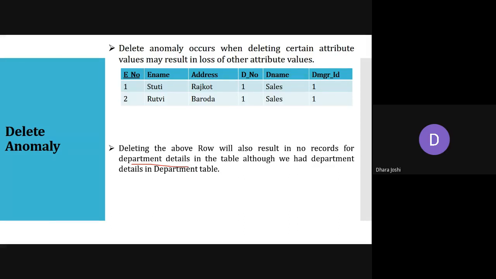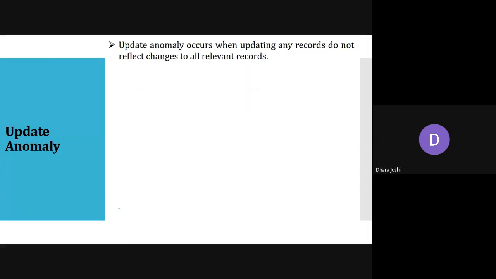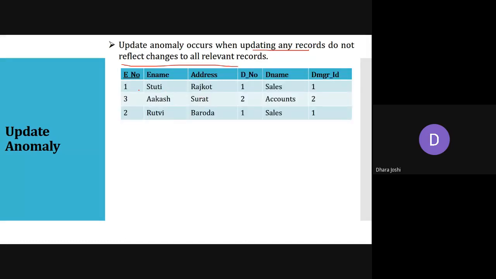Okay, and now we are going towards the last anomaly, which is called update anomaly. Ultimately, there are some chances of data loss in case of dependency. Here we have lost the details regarding the account department because we have just a single table, and that's why all these kinds of issues will occur. Update anomaly occurs when updating any record does not reflect changes to all the relevant records. We'll see here. Suppose Stuti and Rutvi, these two employees, work in the same department, the sales department. Their manager is also the same, 1.